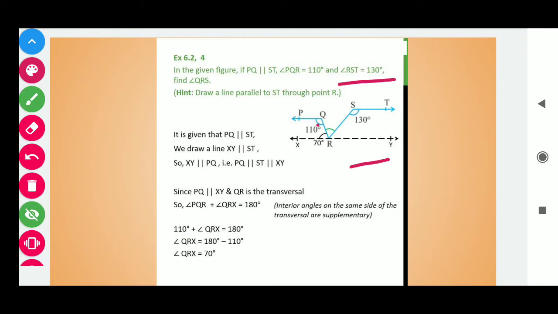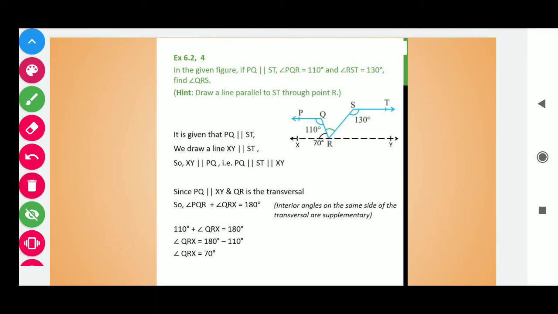Students, in this question PQ parallel to ST is given, and PQR is given 110 and RST is 130 degree. You can see in the diagram and we have to find QRS.